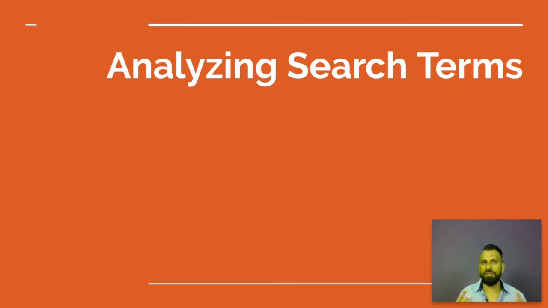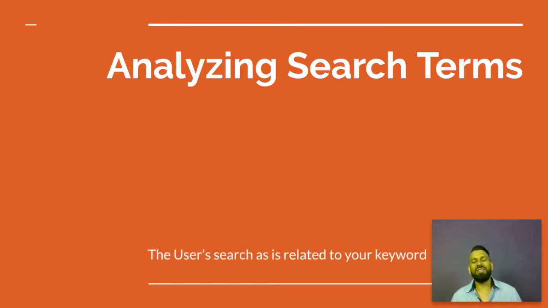So first I'm going to define what a search term is. Now, this is my definition. The search term is essentially the user's actual search as it's related to your keyword. So it's the actual search query that the user typed in. So for example, if you tell Google, I want to show up on page 1 for pest control near me, then unless it's exact match, you're going to show up for all types of variations of that. So those variations is what is considered a search term.